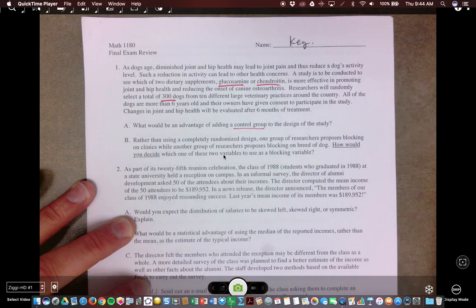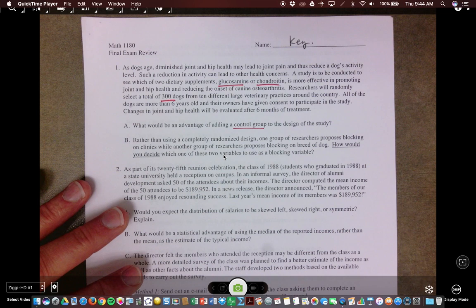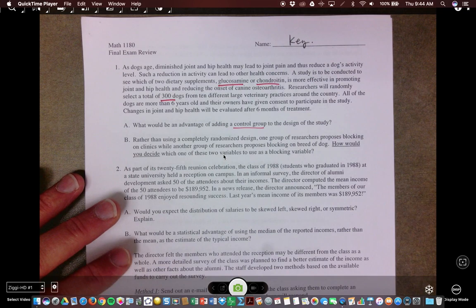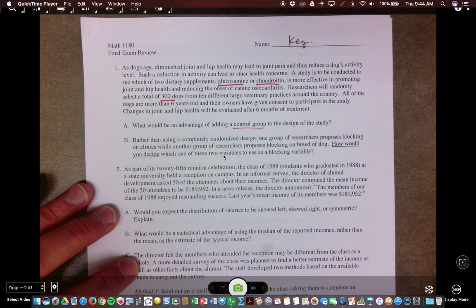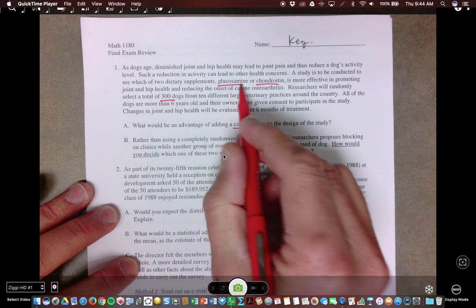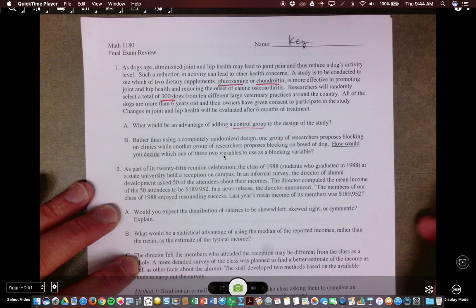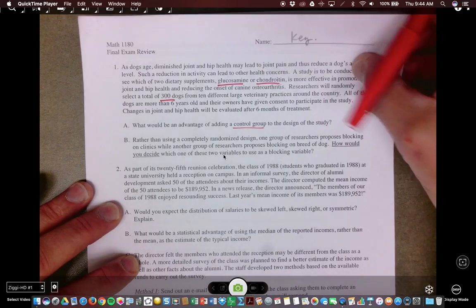So remember, a control group is just a group that doesn't get any kind of treatment, and it gives us a baseline to compare. The advantage of having a control group in this study would be to determine whether or not any treatment was going to be effective at all. We'd be able to see if there was an improvement in the dogs that got a treatment, and compare them to ones that didn't.